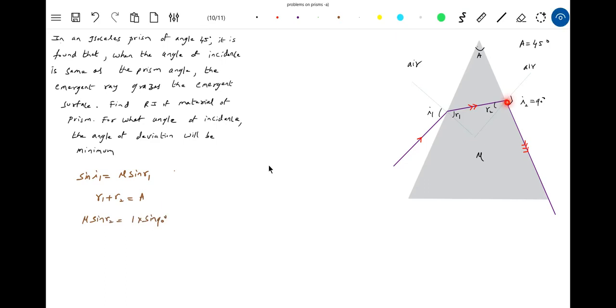At the other surface, at this point, mu sin R2 should equal sine of 90 degrees. So therefore we'll get the value like this. Here it is asking for the mu of the prism. We know I1. I1 is 45 degrees, so this will be sine 45.